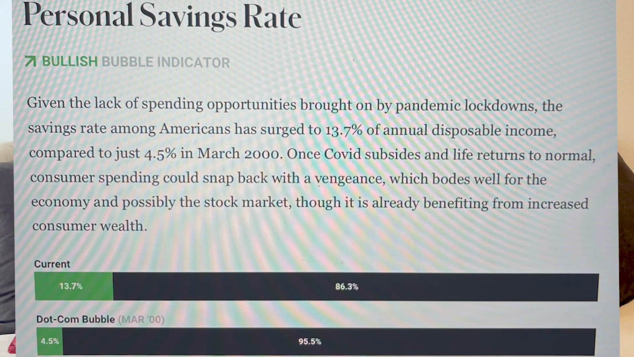Number five, personal savings rate. Right now, the personal savings rate is very high. It's at around 13%. And before the dot-com crash, it was only 4.5%. But what's happening right now? People are not going out, people are not flying, people are not entertaining themselves. So the only thing they're doing is just grabbing the cash and holding it. And they're holding all these stimulus payments. So when the pandemic is over, people are going to go out like crazy just to spend money and spend money. So that 4.5% will actually be lower. And that's when the market can collapse.